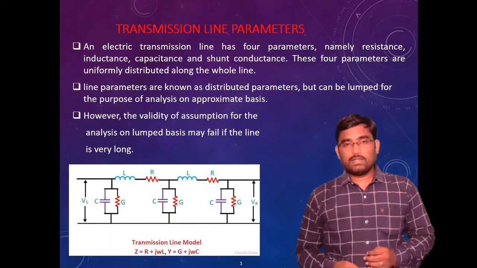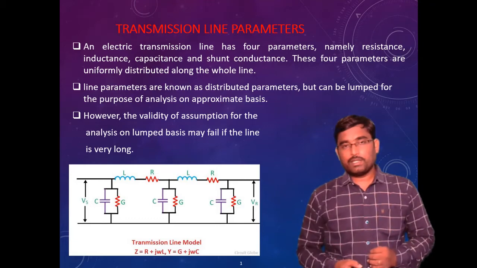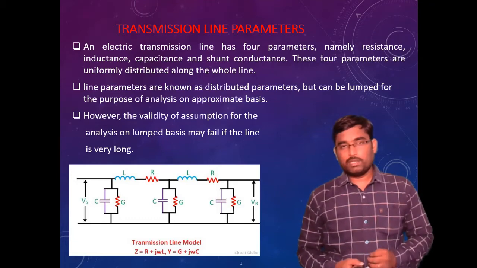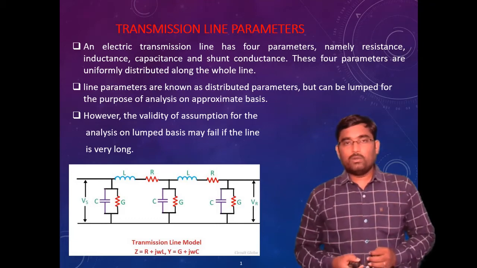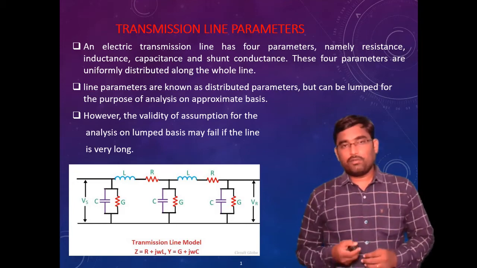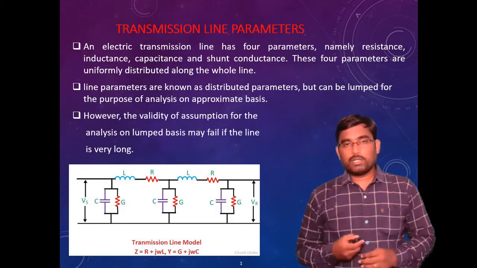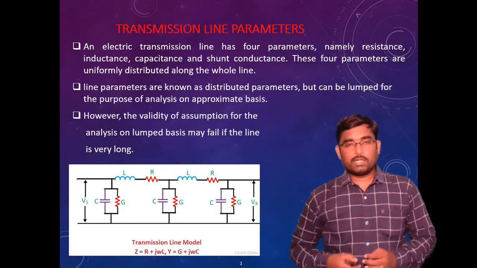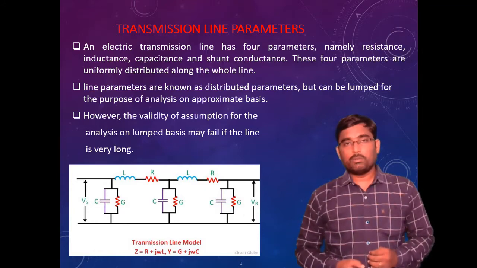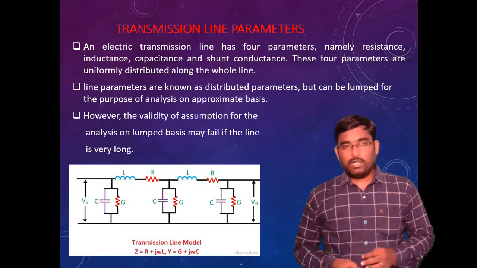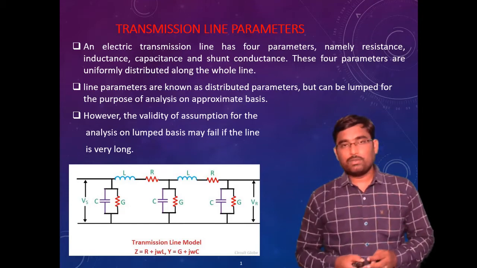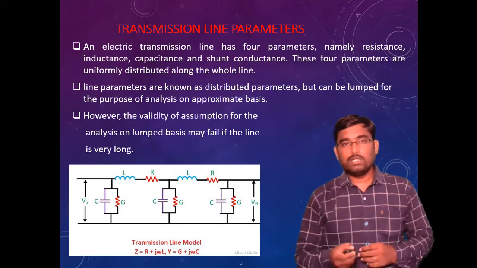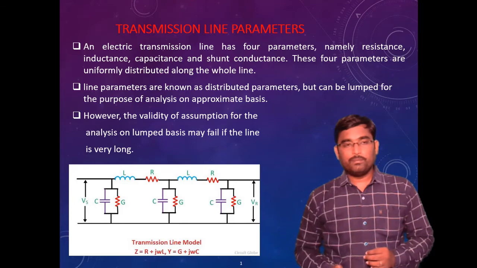So here you can see R and L are series parameters and C and G are the shunt parameters. Generally R is the ohmic resistance which will oppose the flow of current, and L is occurring because of flux linkage of the conductor, and capacitance is due to the charging current flowing between the line and line to ground, and G is the shunt conductance which is due to electric discharge occurring through the insulators of the transmission lines.